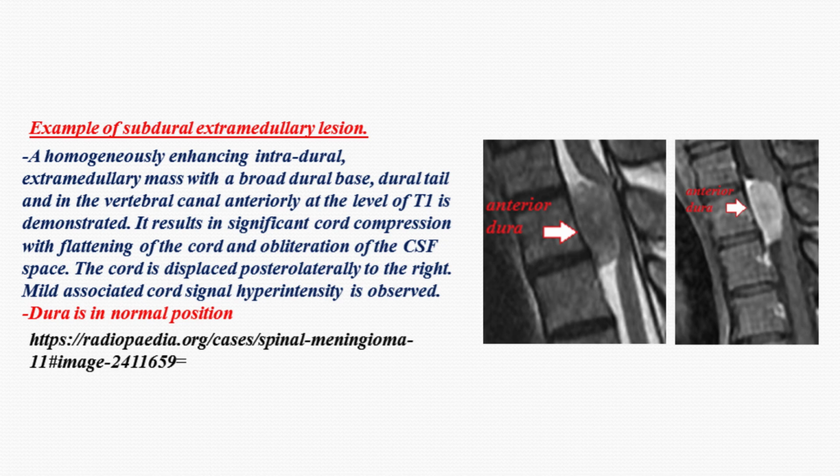A homogeneously enhancing intradural extramedullary mass with a broad dural base and dural tail is demonstrated in the vertebral canal anteriorly at the level of T1. It results in significant cord compression with flattening of the cord and obliteration of the cerebrospinal fluid space. The cord is displaced posterolaterally to the right. Mild associated cord signal hyperintensity is observed. The most important point here is the dura is in normal position.